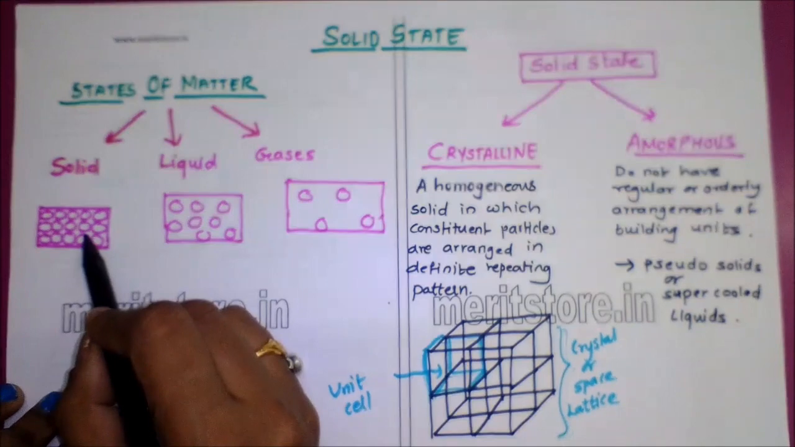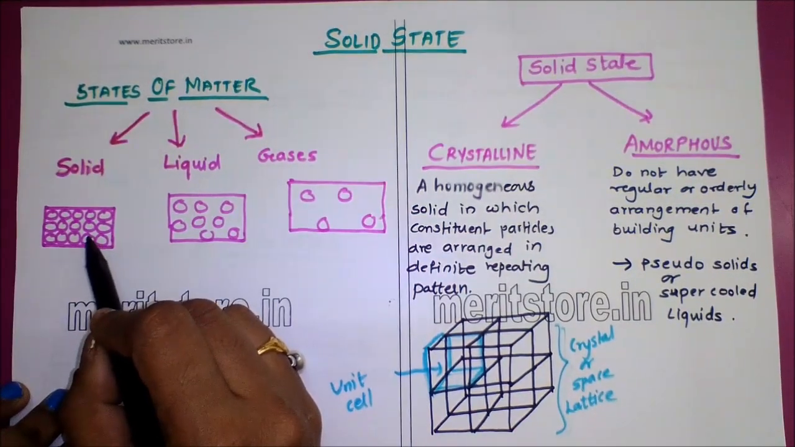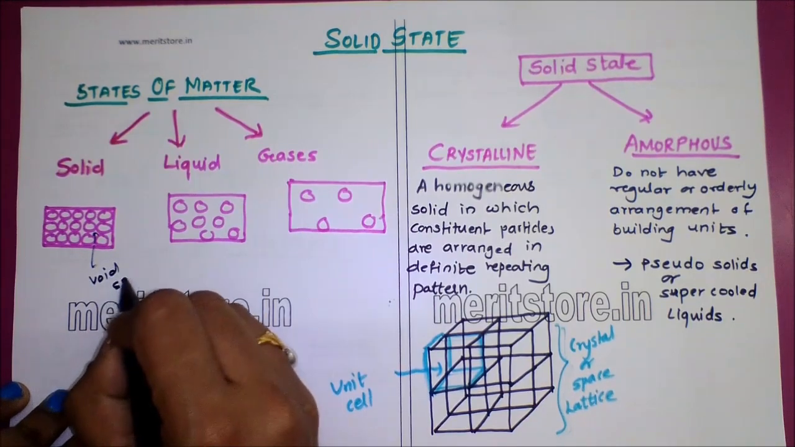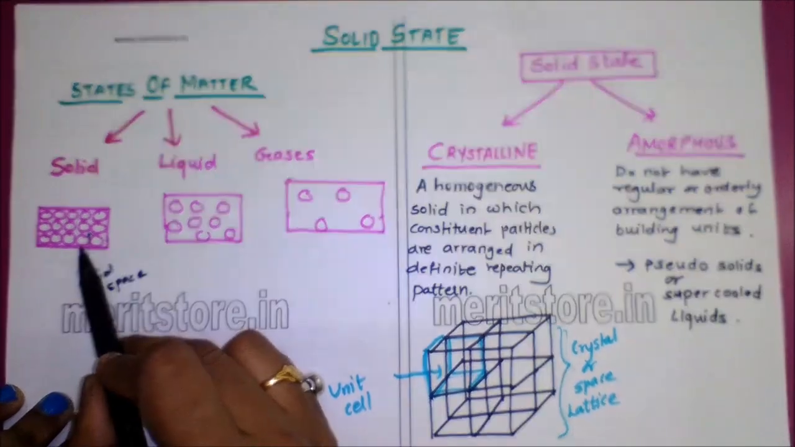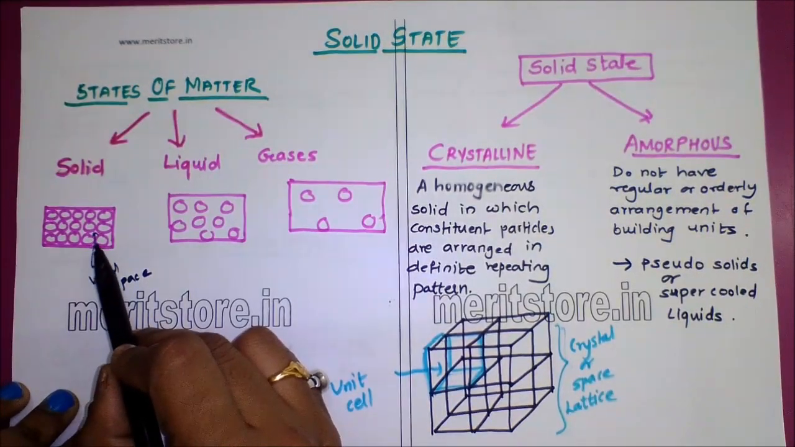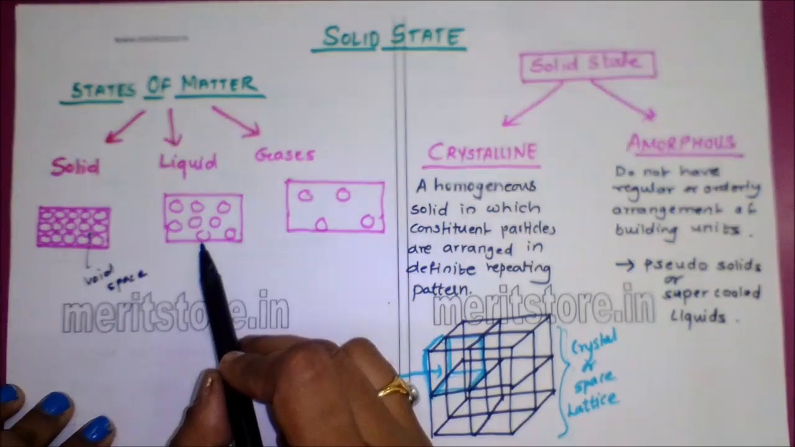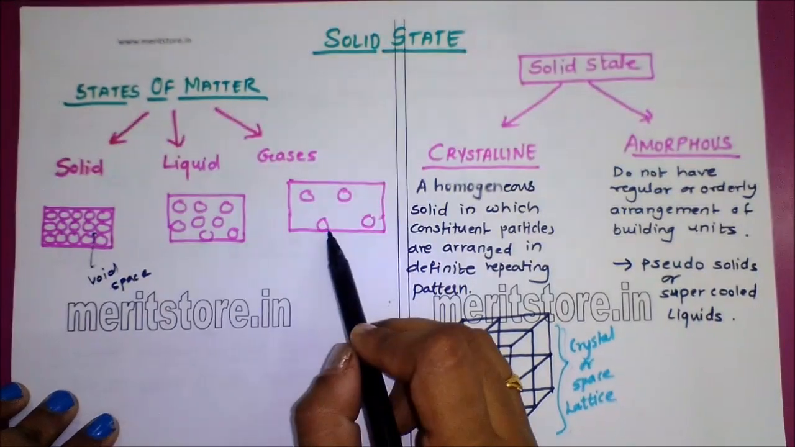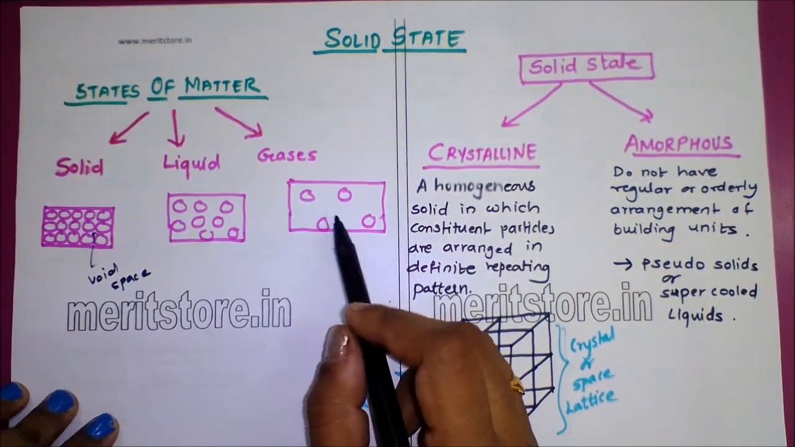Therefore, the empty space which is available in between the particles, we call it void space. We can see that void space is the lowest in case of solids. While in case of liquids, it's more compared to solids, and it's large in case of gases.